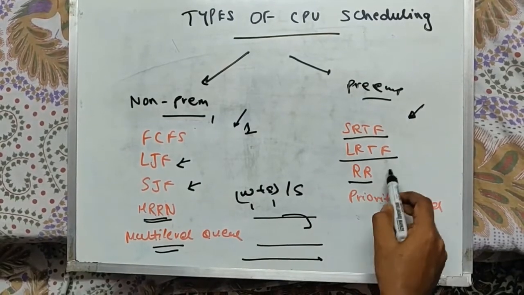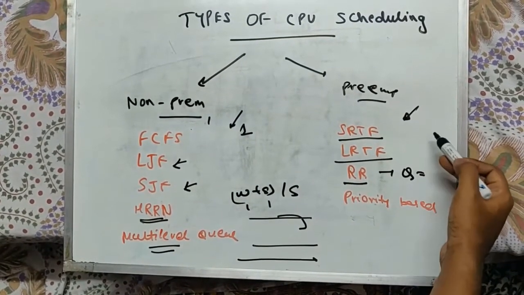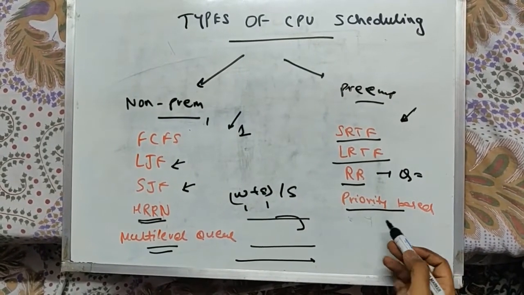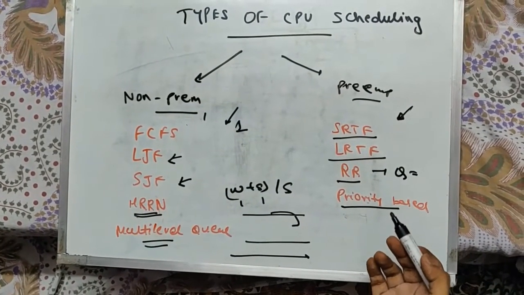Then we have round robin, in which we fix a time quantum, let's suppose after every 2 seconds, so the switching will take place. And then we have priority based. We have a priority number, where the lower the number, the higher the priority.